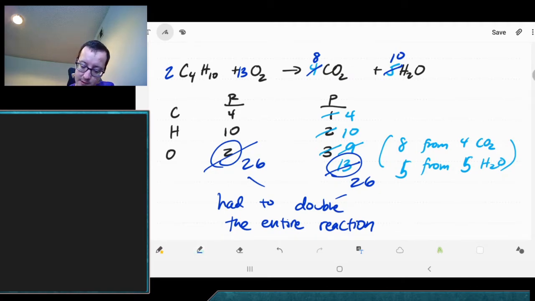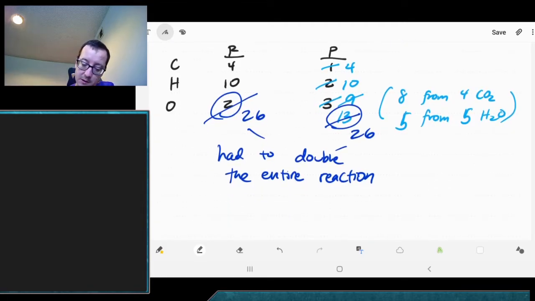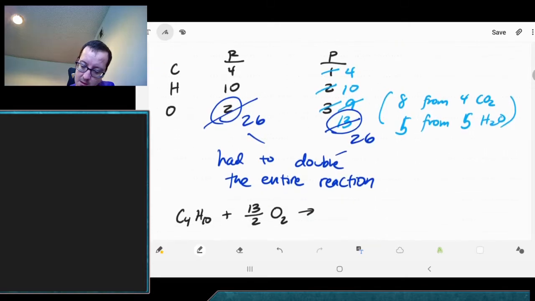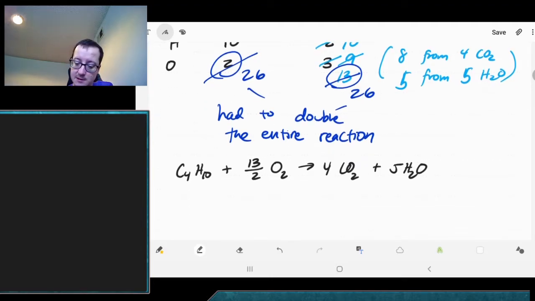Sometimes what you'll see for this type of reaction, this is the way we want to do it, by the way. We want everything to be integers. However, sometimes you might see this presented like this. This is not a way we're going to do it in this class.